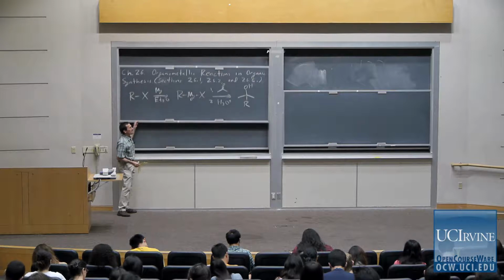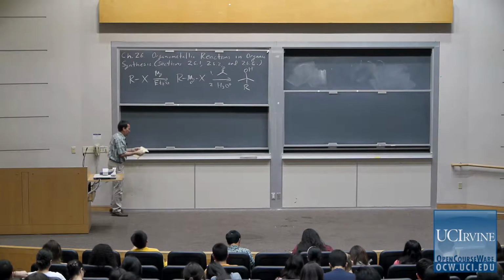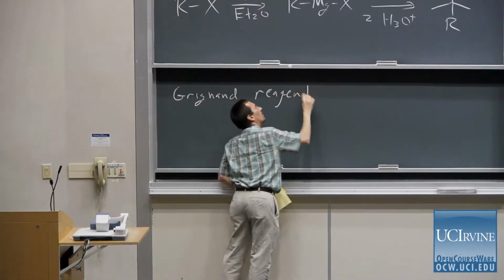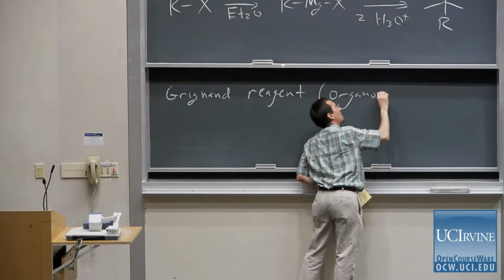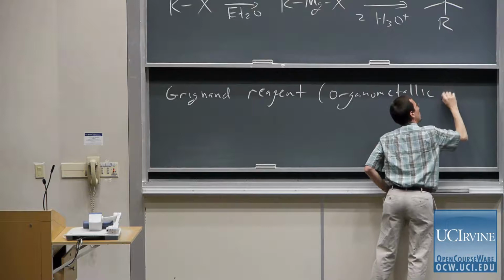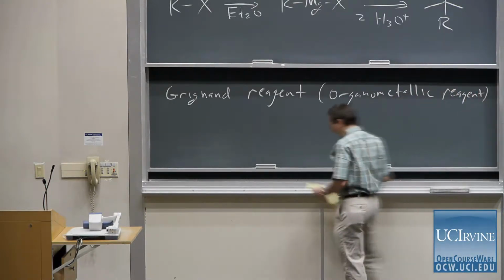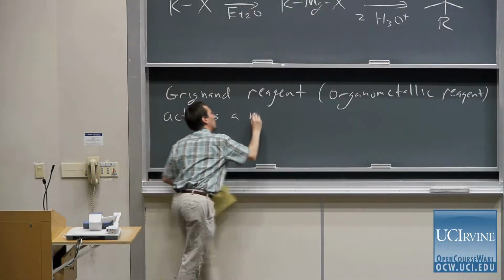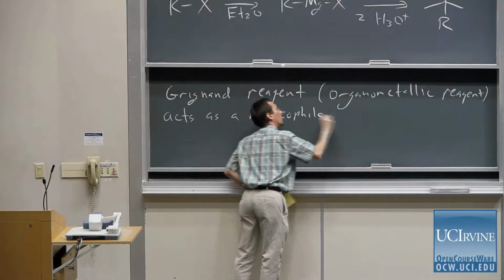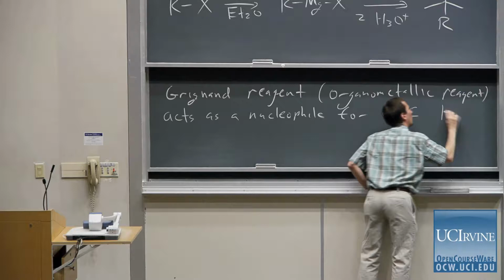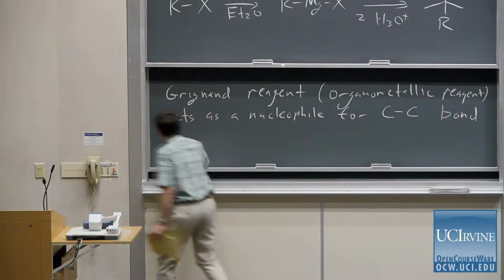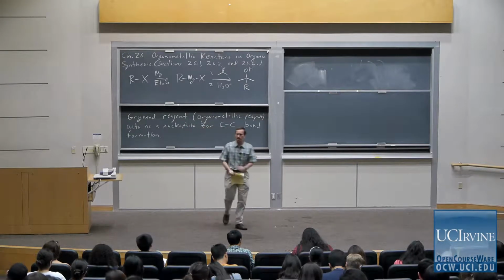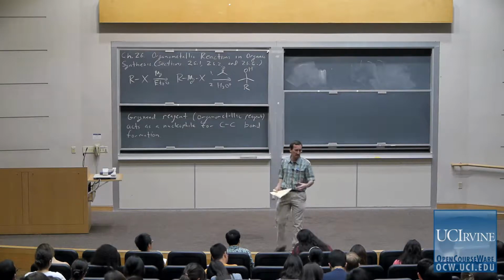And if I had to characterize this chemistry, I'd say that the Grignard reagent, or other organometallic reagent like an organolithium reagent, so I'll put it more generally as organometallic reagent, acts as a nucleophile for carbon-carbon bond formation. And this is very powerful because building up organic molecules really is a large part of what synthesis is about.